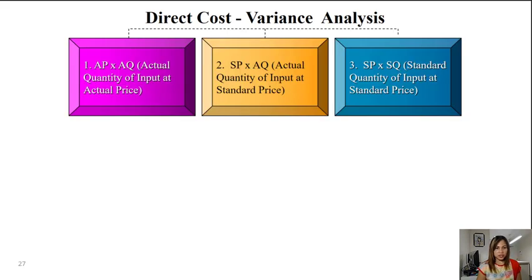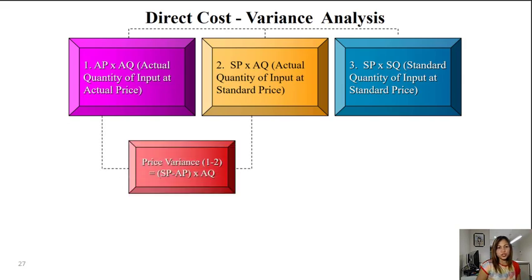So the first box is actual price times actual quantity. That will give you the actual cost of either direct labor or direct materials. Now, the second box is calculating the standard price times the actual quantity. So that will give you the actual quantity of input at a standard price. The third box is standard price times standard quantity. So that's the standard quantity of input at a standard price.